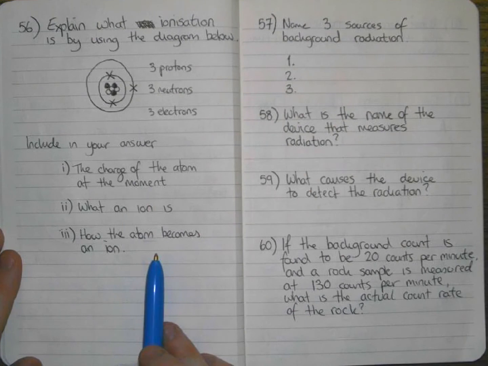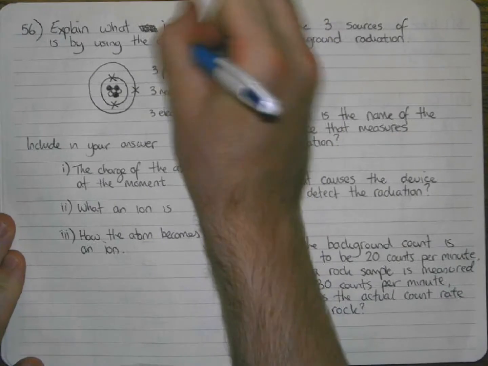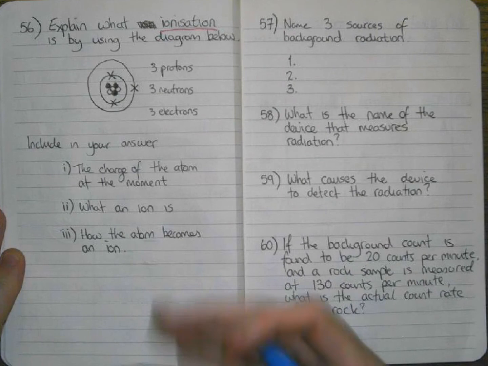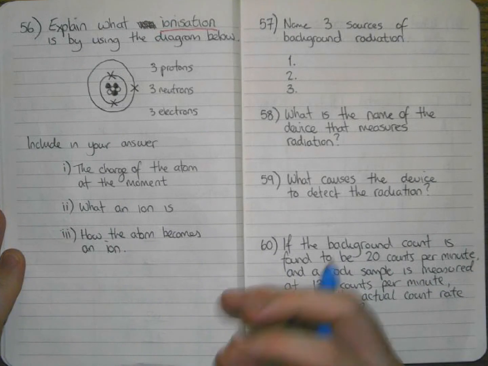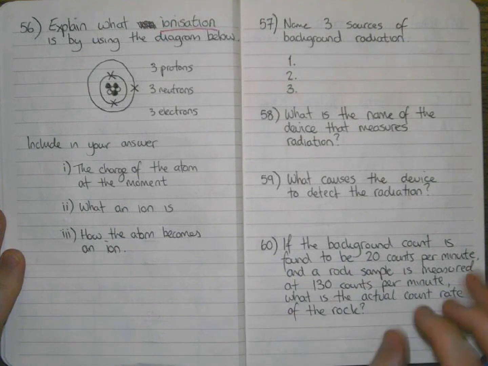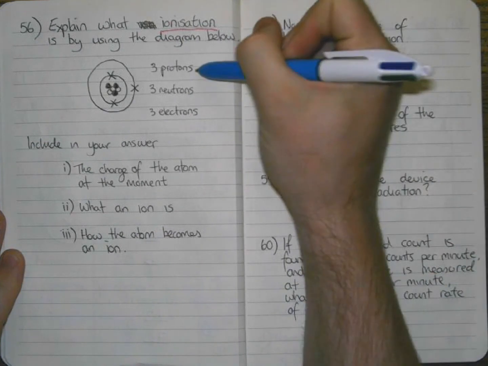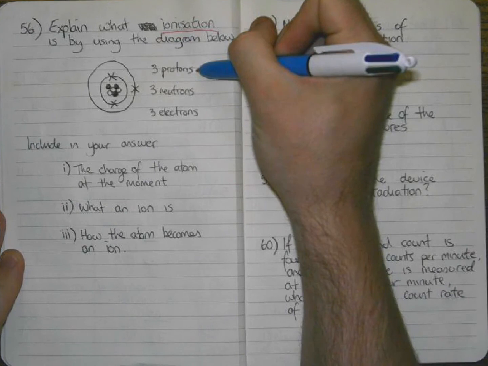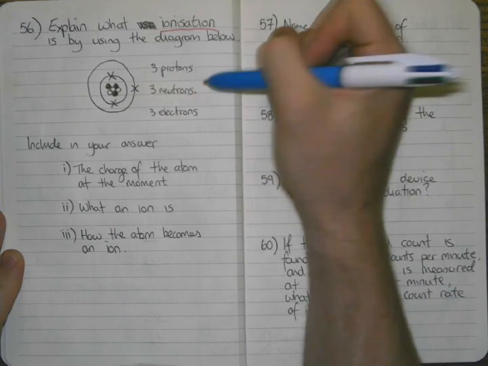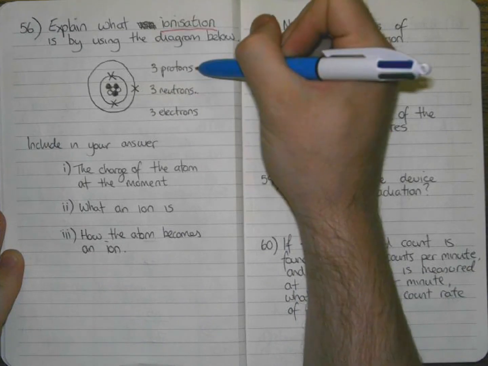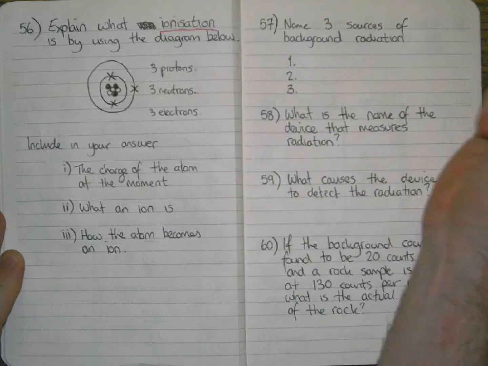First of all, ionisation is what we call it when an atom becomes charged. How does an atom become charged? It has to have a different number of protons to neutrons. Wrong. Even I make mistakes sometimes. It has to have a different number of protons to electrons.